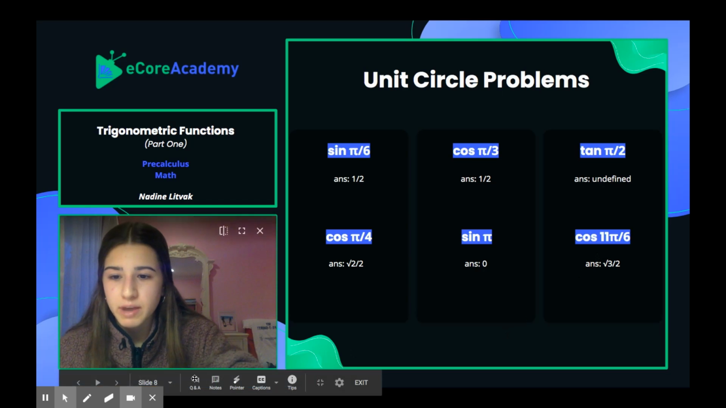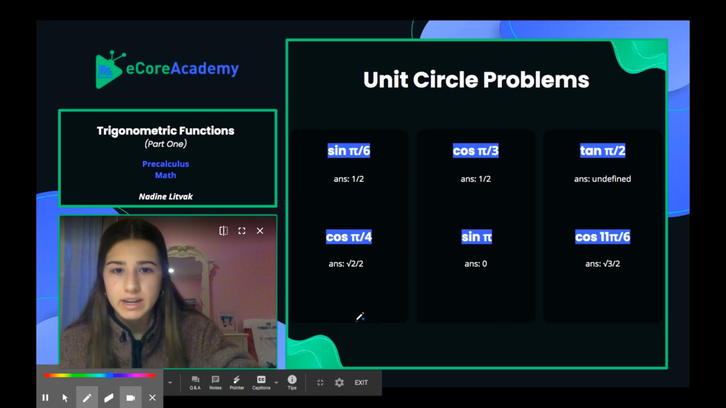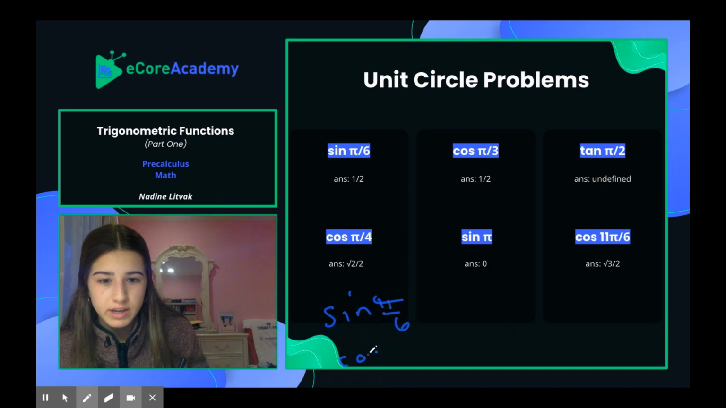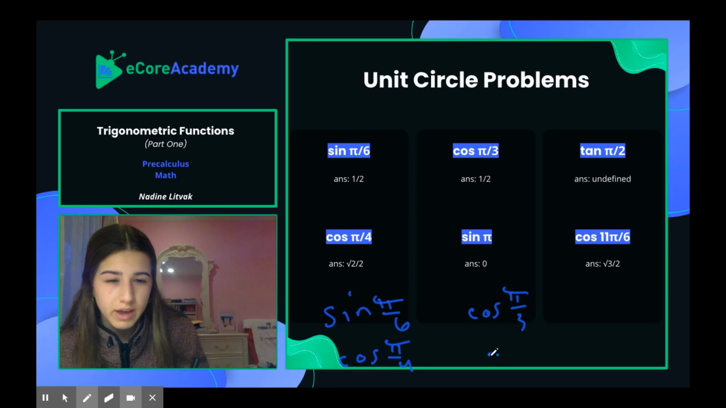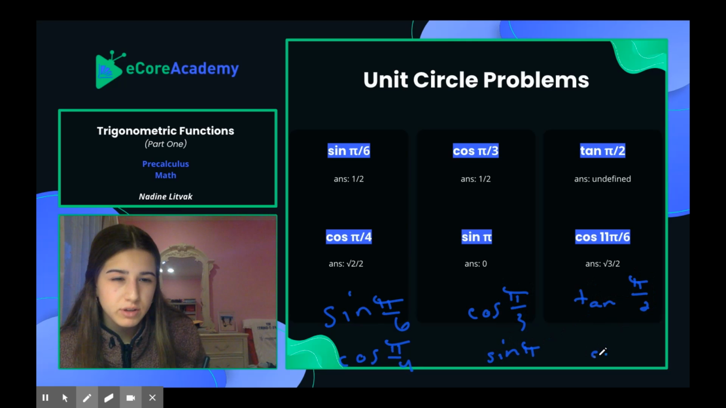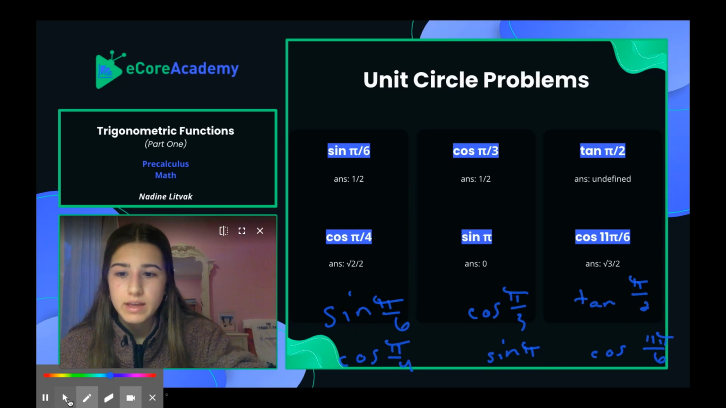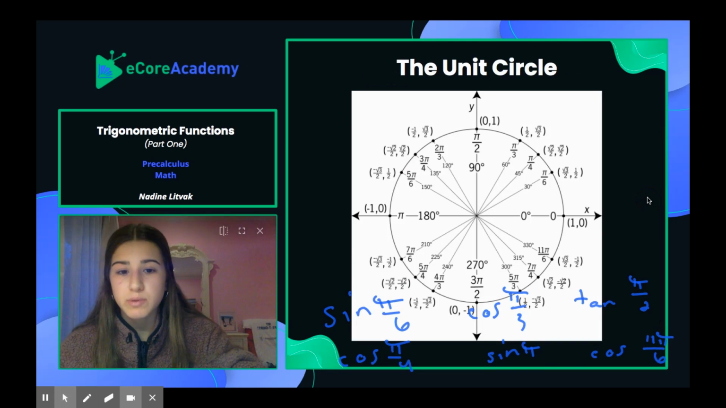So I'm going to write them at the bottom of the screen so we can go over them in the next slide. So we have sine of pi over 6, we have cosine of pi over 4, we have cosine of pi over 3, we have the sine of pi, we have the tangent of pi over 2, and we have the cosine of 11 pi over 6. Okay, let's go to the next screen and do these problems.